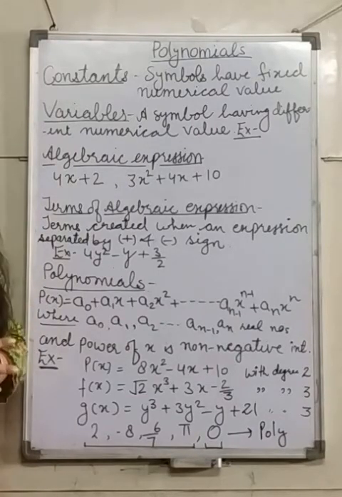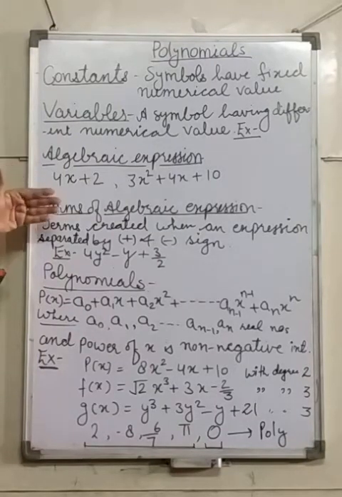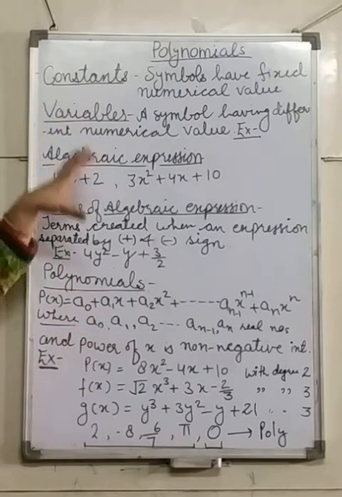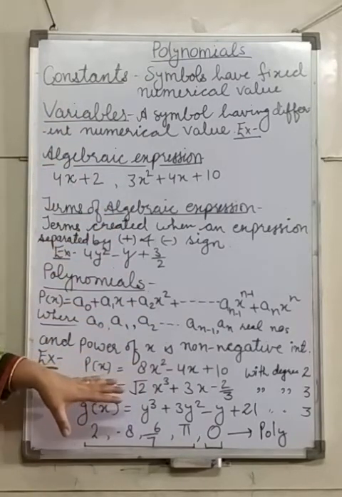Symbols having fixed numerical values are called constants, like all the numbers 2, 3, 4, -5, these are constants. Polynomials से में हम लोग इन सब टर्म्स का इसलिए ये सब कुछ स्टडी करना पड़ता है क्योंकि ये सब चीज़ मिलके पॉलिनोमियल कंसिस्ट करते हैं.